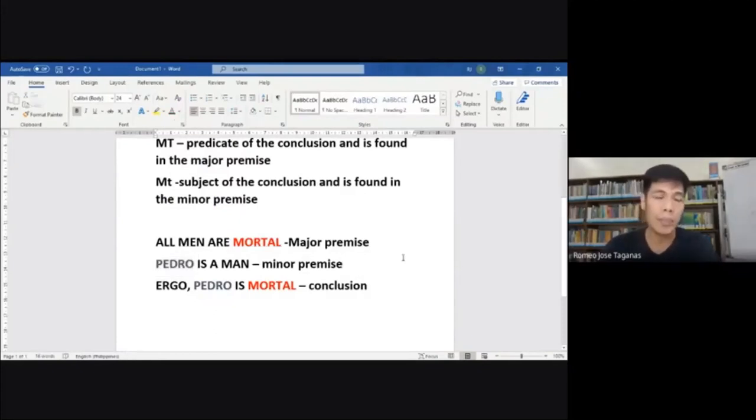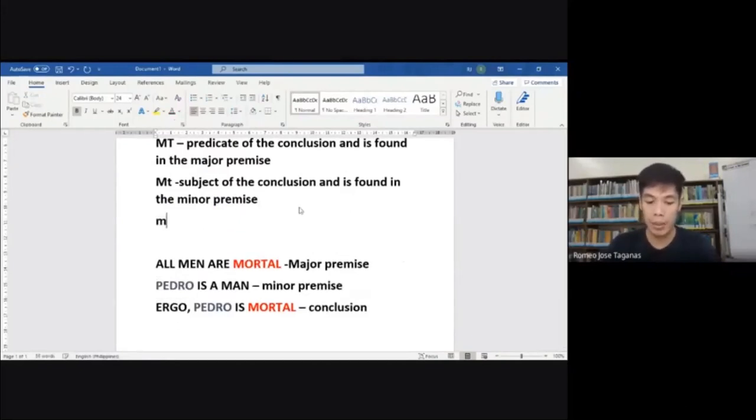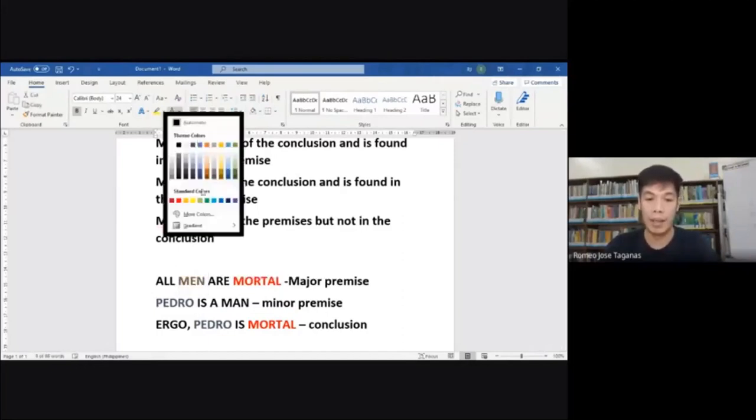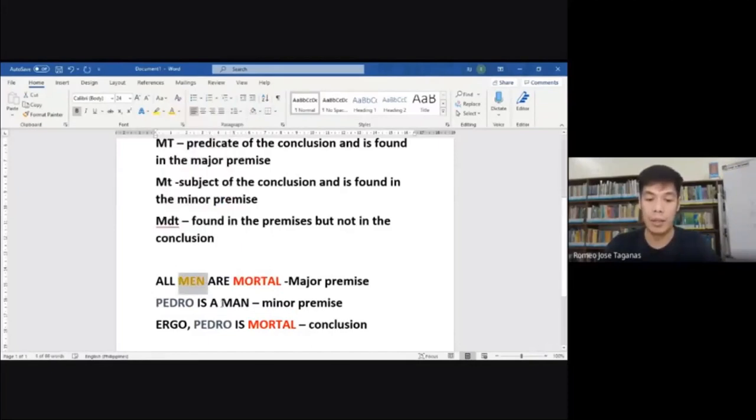Now, what about the middle term? The middle term is defined as found in the premises, okay? Found in the premises, but not in the conclusion. Ayan, mahanap daw sa dalawang premises, pero hindi mo mahanap sa conclusion. So, palagay ko, alam nyo na kung ano yung middle term. Eto, yan yung middle term. Kasi nandoon siya sa dalawang premises, sa major premise and minor premise, at wala sa conclusion.